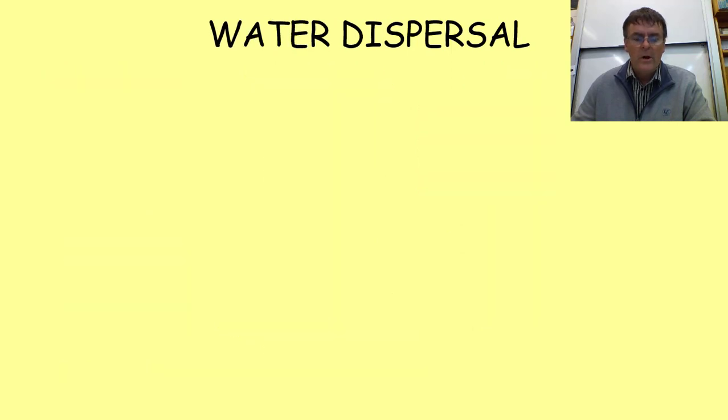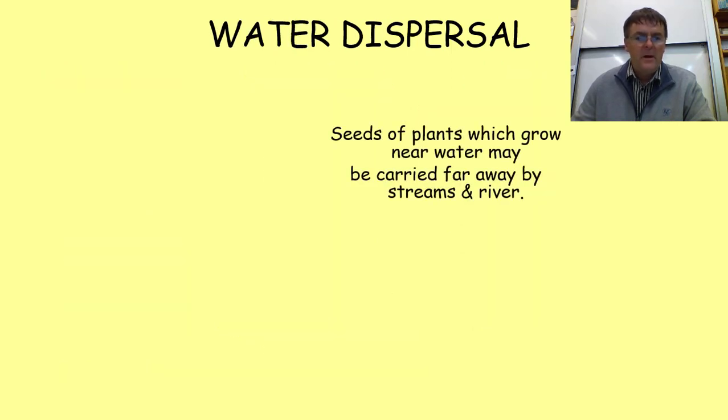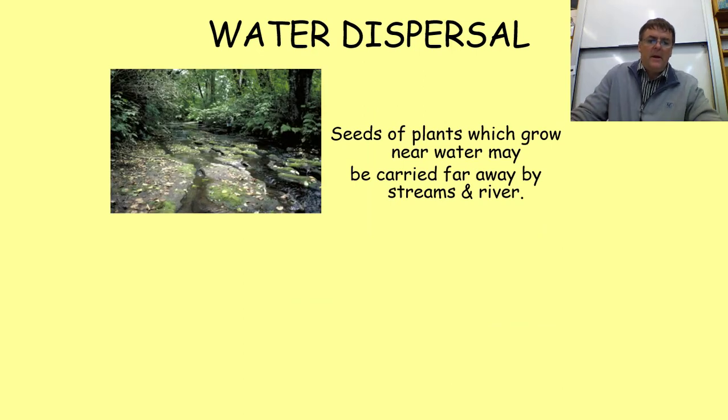Water, these guys float, so they'll be near a stream, and you'll see willows tracing the course of rivers because their seeds get carried down by the river. Not every plant seed survives floating in water. Some seeds will actually drown.